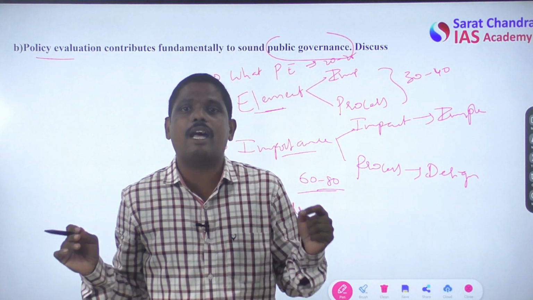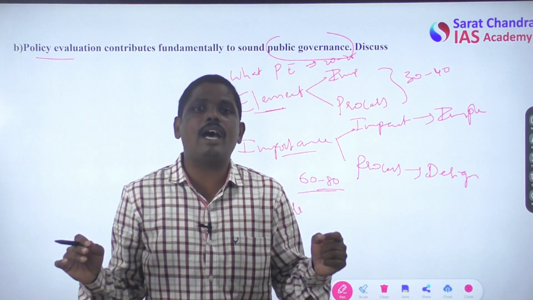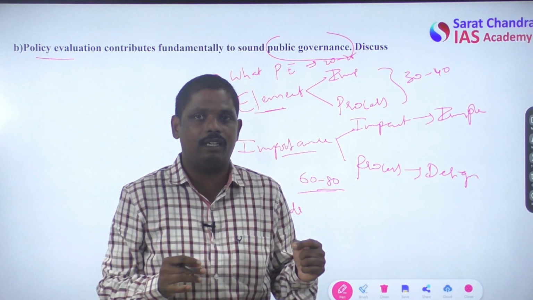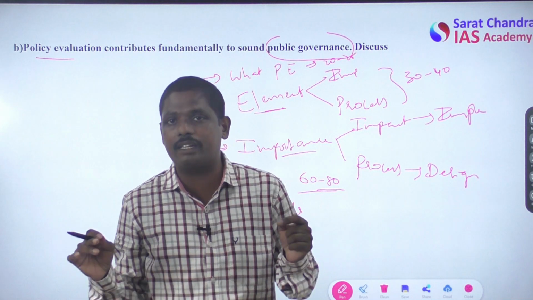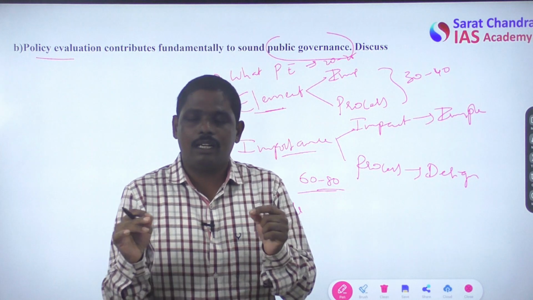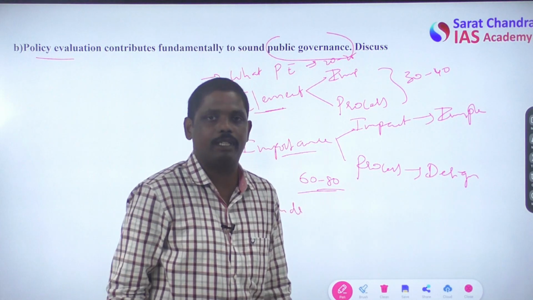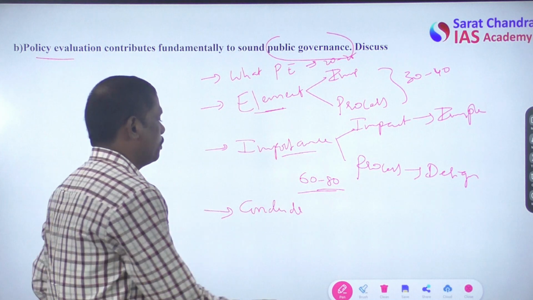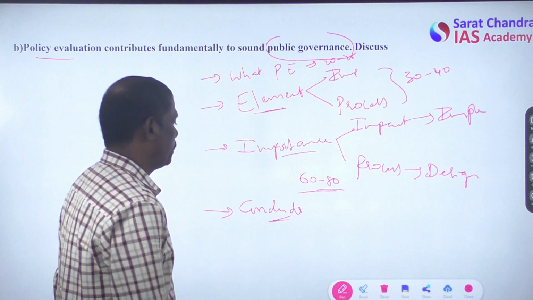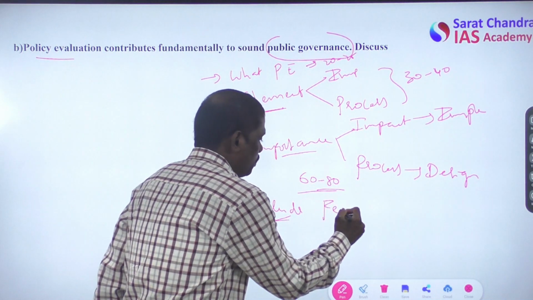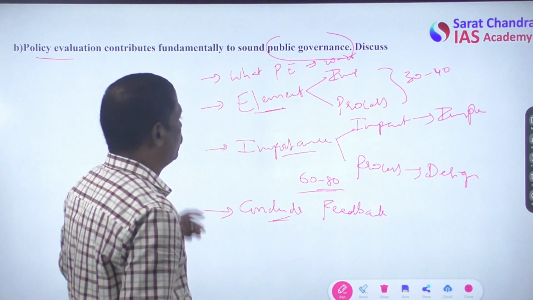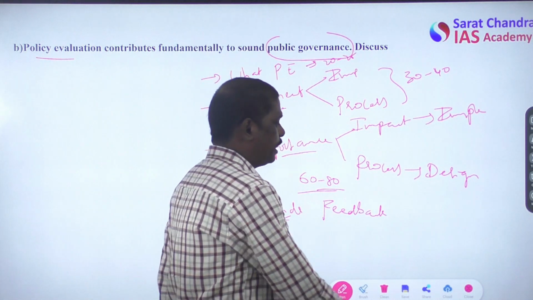There cannot be a right feedback without it. The entire feedback of public policy depends upon the way it is evaluated. So evaluation brings out a rational feedback to public policy making. Conclude the answer by highlighting the importance of policy evaluation, particularly with respect to policy feedback. So this should be the answer for this question. Moving to the next question.